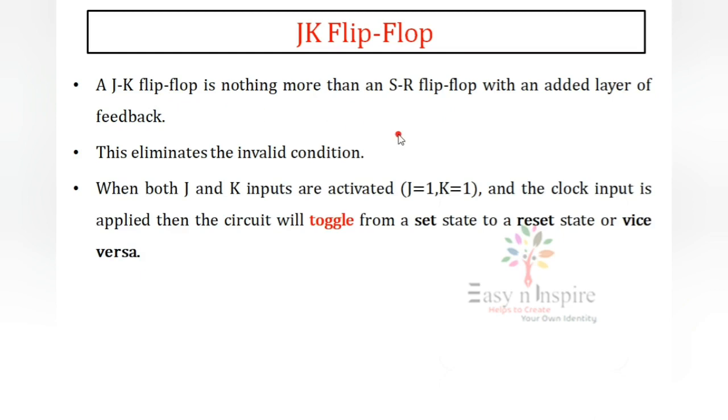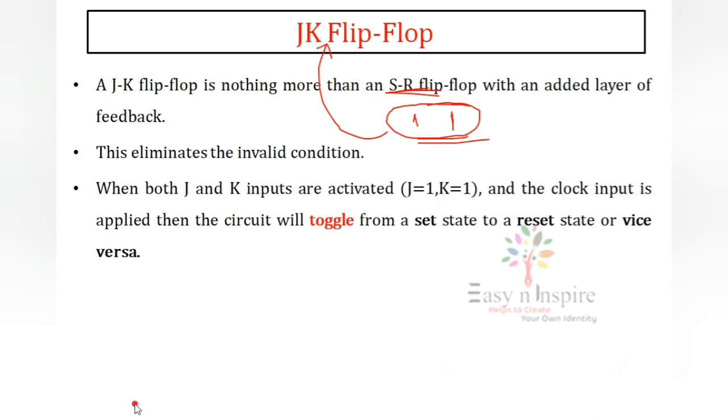JK flip-flop is a modified version of SR flip-flop. In SR flip-flop, there is one invalid condition: when S is equal to 1 and R is equal to 1. This results in an invalid condition. To overcome this problem in SR flip-flop, we go to JK flip-flop.